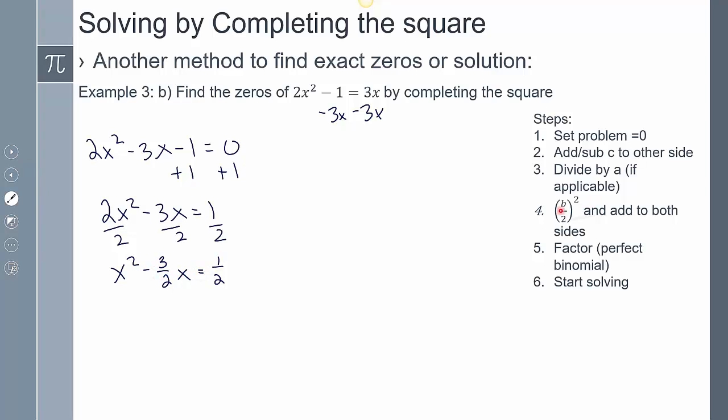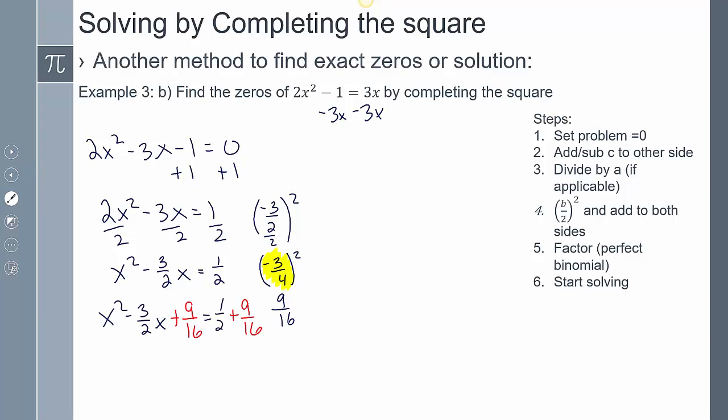Then I want to take the b over 2 squared and add it to both sides. So I took negative 3 over 2, divided it by 2, so these multiply together, and I get negative 3/4. Now if I square, I get 9 over 16. I need to take that 9 over 16 and add it to both sides. Now a hint, this is so vague. How do I factor this? What the heck is going on here?